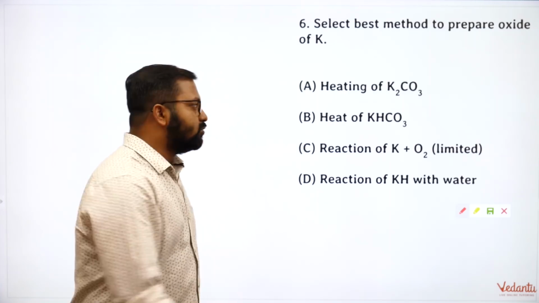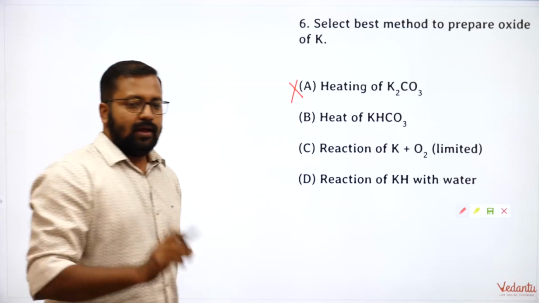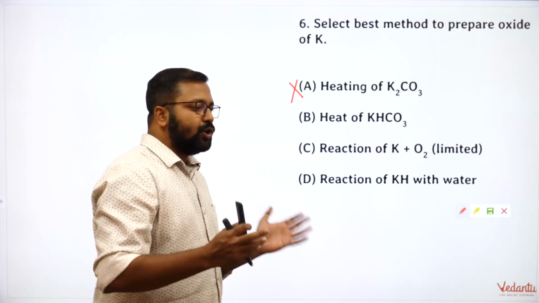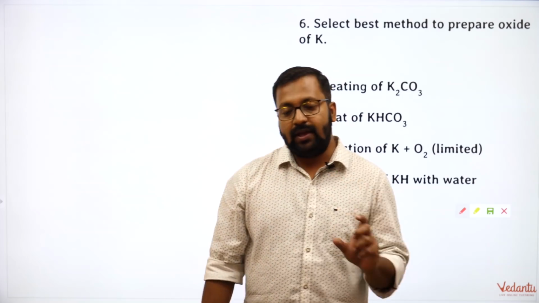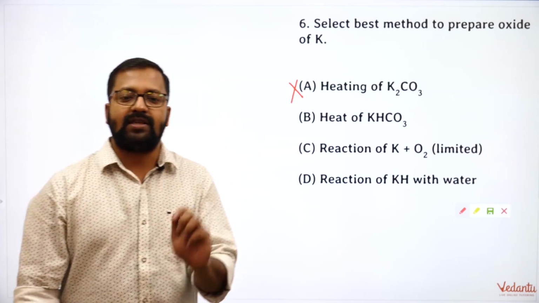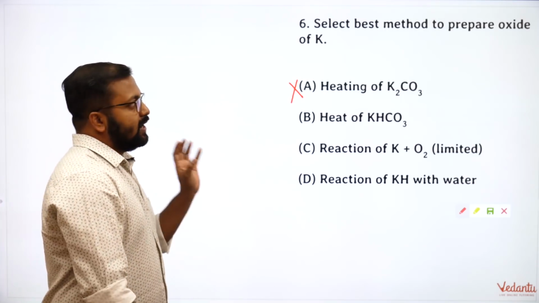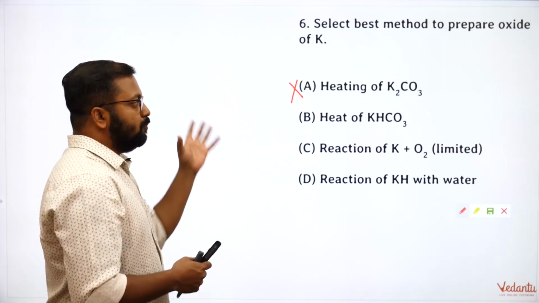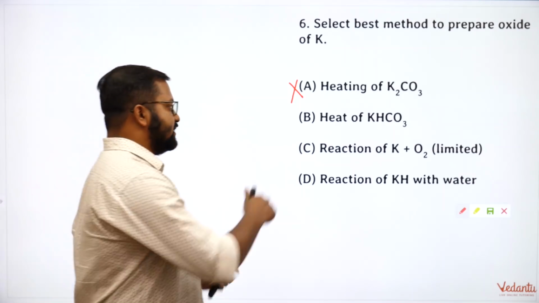Heating of K2CO3, no. Carbonates of group 1 are fairly stable. इनका decomposition temperature काफी ज़्यादा रहता है. So if you decompose, you do get oxide and carbon dioxide, but that is never used to make an oxide.